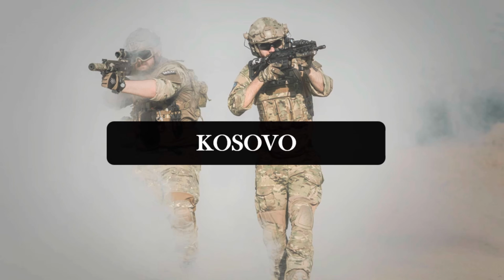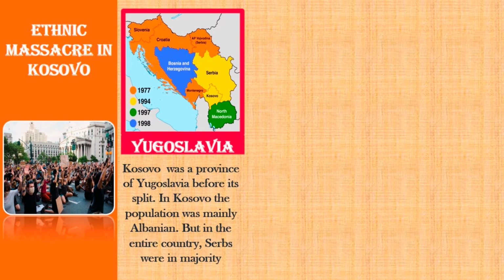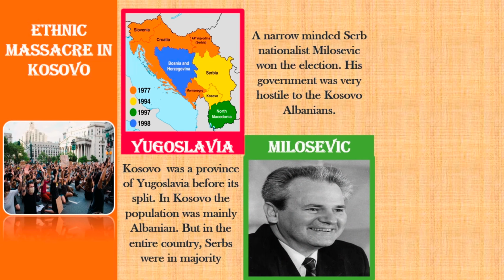Lastly, let's discuss Kosovo, where minority rights were not protected, resulting in large-scale violence. Kosovo used to be a province in the country of Yugoslavia. Most of the people in Kosovo were Albanian, but across the whole country, the Serbs made up the majority. Then, a Serb nationalist named Milosevic won the election. He was very hostile toward the Kosovo Albanians and treated them unfairly.